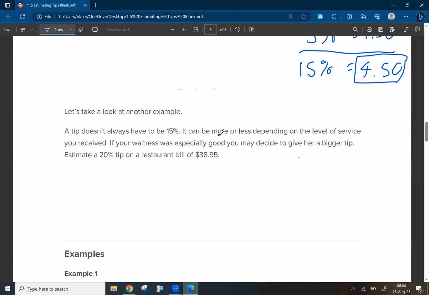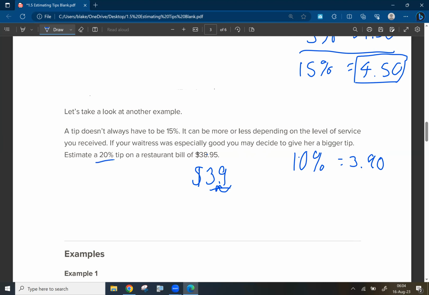This says a tip doesn't always have to be 15%. It can be more or less, of course. So estimate a 20% tip. Now again, we could round this to 40, but that's a little bit too much rounding. We're going to round this to 39. The goal here is to make sure you're doing this to the nearest dollar amount. So we're going to round this to say $39. All right. So again, our 10% rule is to move the decimal place once. That's going to make this 3.9, or 3.90. So 10% is going to be $3.90.